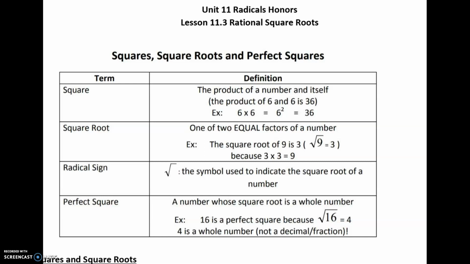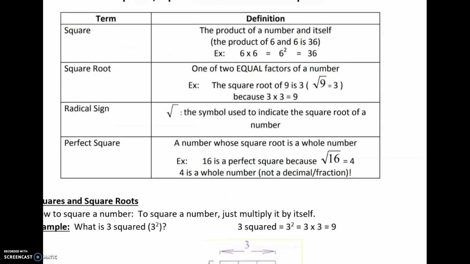So today we're going to look at some terminology for this unit on radicals, and we're going to look at perfect squares, and then we're going to start solving radicals that are not perfect squares by looking at the best method to do that. So our first term is square. Square means the product of a number and itself. For example, 6 squared means 6 times 6 or 36. 10 squared means 10 times 10 or 100.